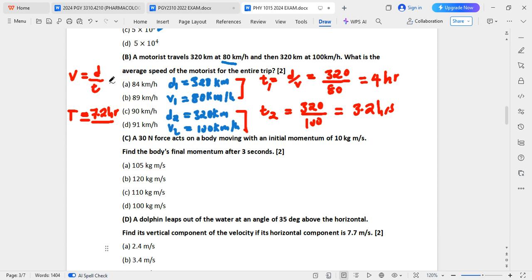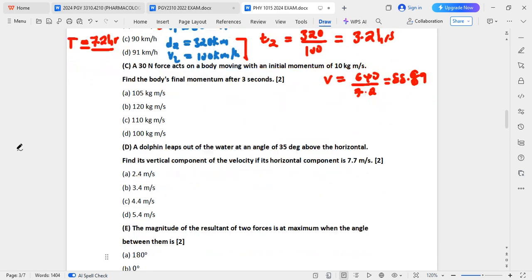Now, the average speed will be given by the total distance over the total time. So therefore, v is going to be the total distance. We have got d1 plus d2, 320 plus 320, that is 640, over the total time, that is 7.2. And this is going to give us 88.9 kilometers per hour, and 88.89 is the same as 89. So that gives us that.